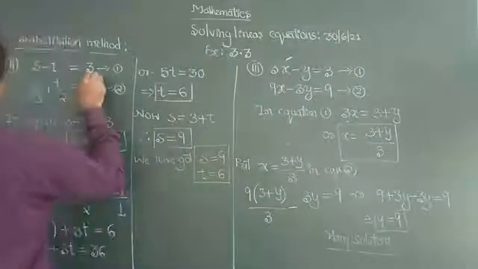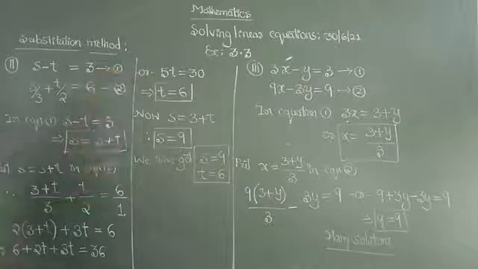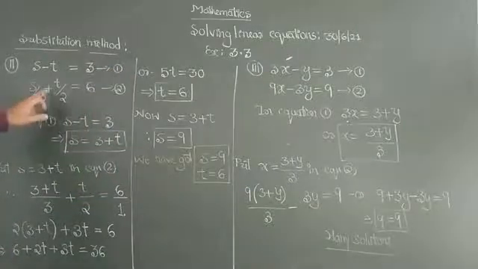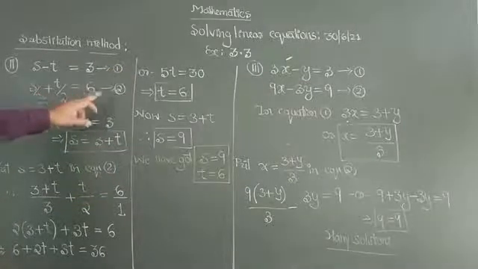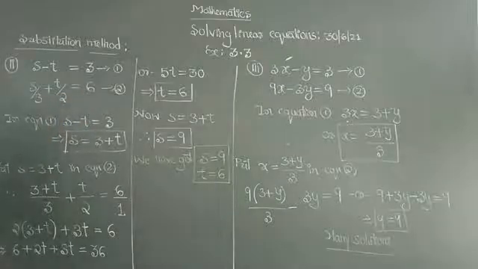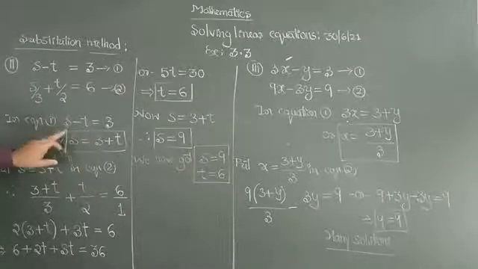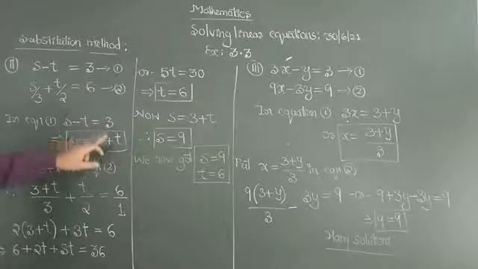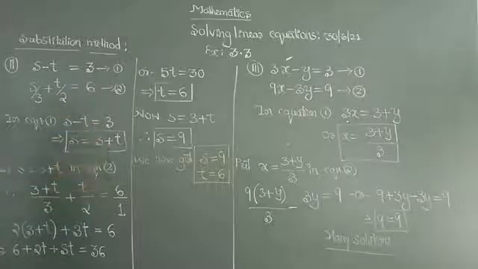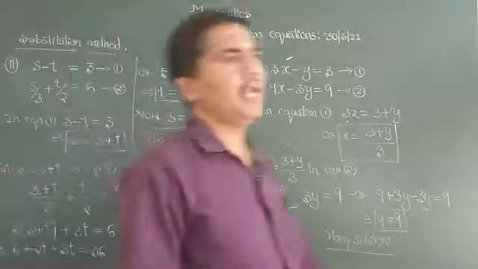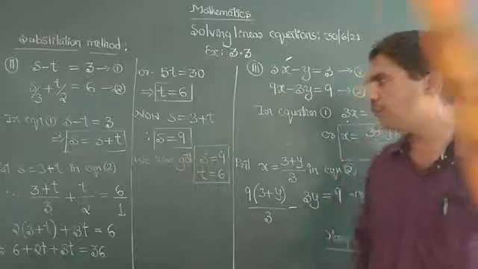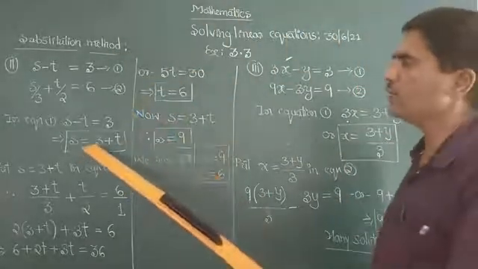S minus t equal to 3 I am taking as equation 1 and s by 3 plus t by 2 equal to 6, that is equation 2. So in equation 1 I have s minus t equal to 3. I will write it in terms of s equal to 3 plus t. So first equation I have rearranged and I got s in terms of t, s equal to 3 plus t.